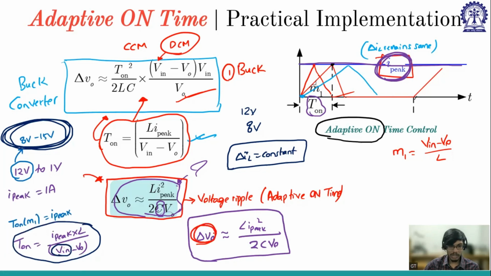But delta V naught is constant because I peak is constant. If you see here, I peak is not constant, and here it depends on V in, V naught, T on. So if V in changes, delta V naught changes. So delta V naught is constant for the reason that in I peak constant, it is on constant time. Yes.